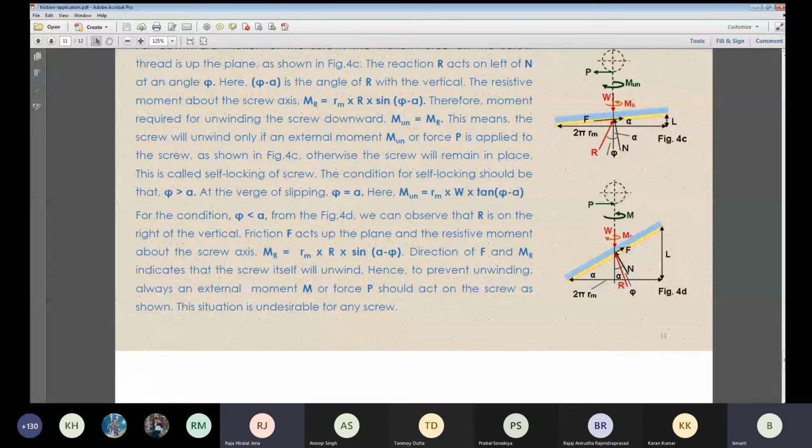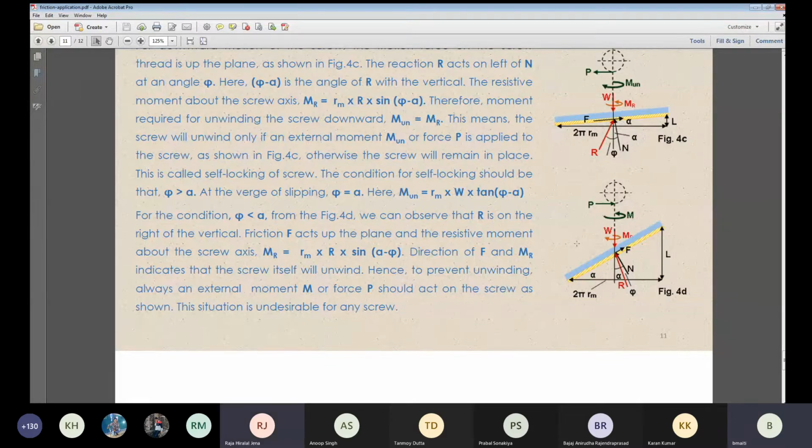So you project it upward, R. Yes, sir. What is the angle between the vertical and the R? Alpha minus phi. In the upper figure, it will be phi minus alpha. Alpha minus phi. So what is the sine component of alpha minus phi? In the horizontal direction, it is R sine alpha minus phi.